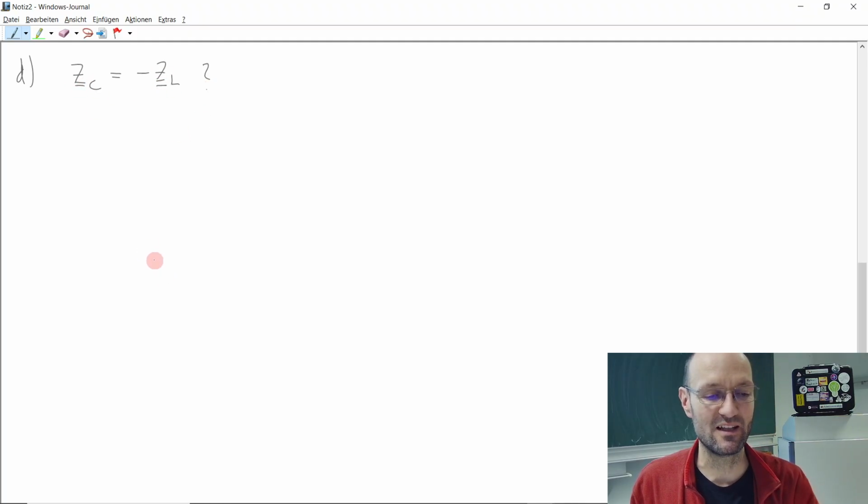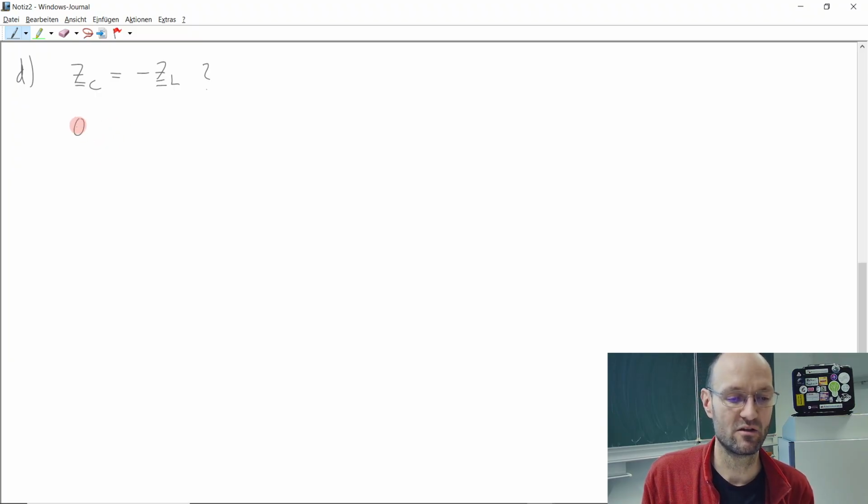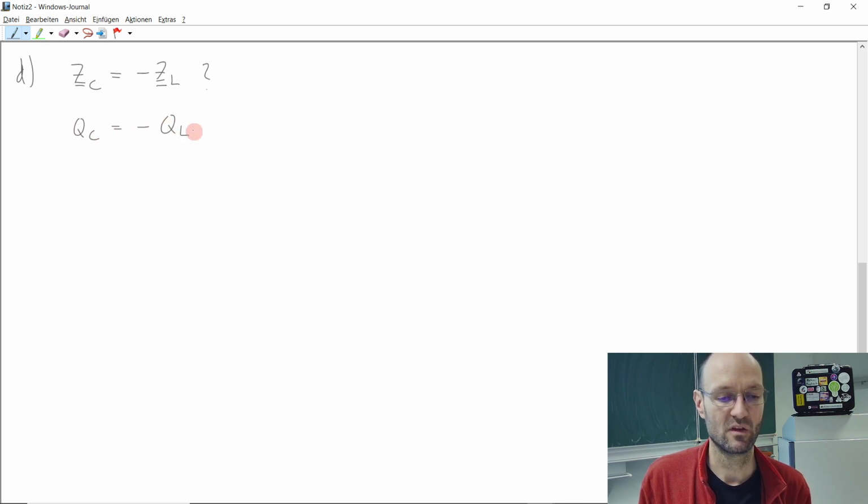It would be a lucky guess, but I mean, we don't want to compensate impedances. We want to compensate reactive power. So how could I write some equation like this for reactive power? We could say, okay, the QC should be the same as minus QL. So then we compensate the reactive powers.